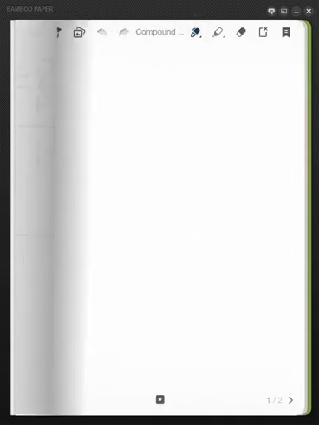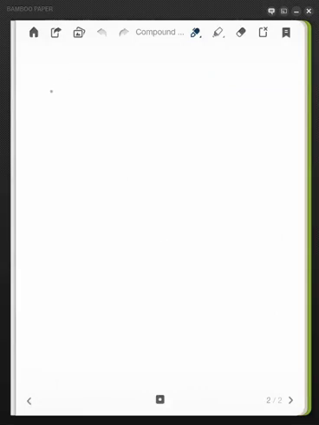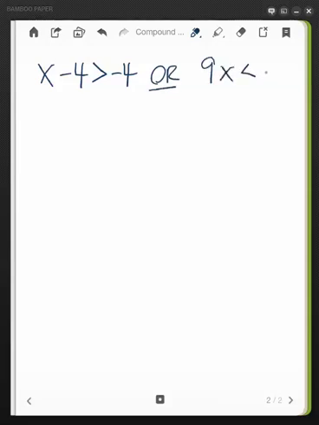But now what if we get ones that are not "and"? What if we get ones that are "or"? So let's look at an example here. It's instead going to be two separate pieces as opposed to one larger piece. So x minus 4 is greater than negative 4, or 9x is less than negative 36.